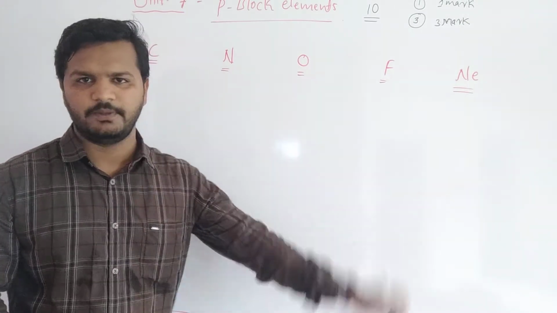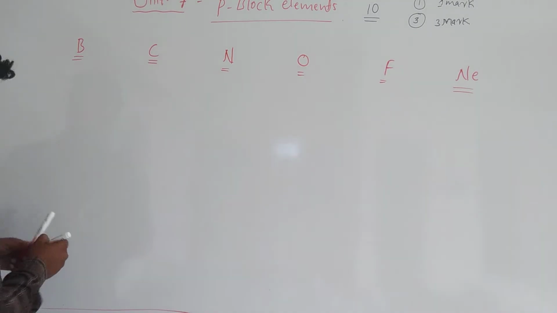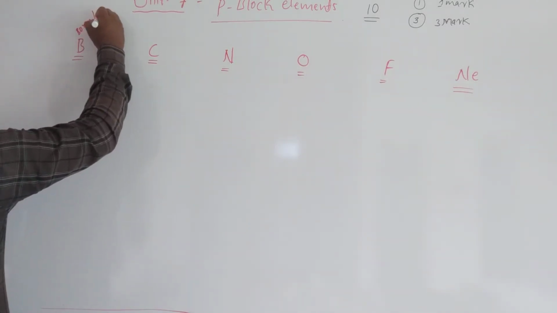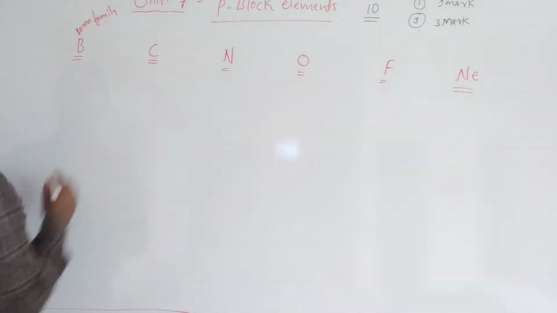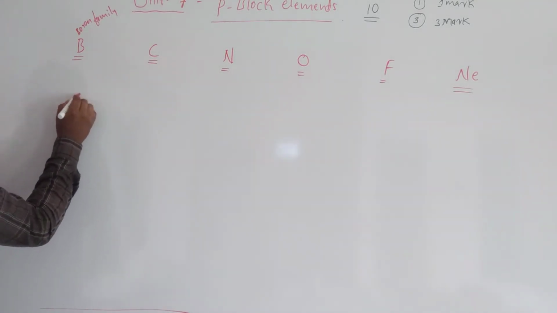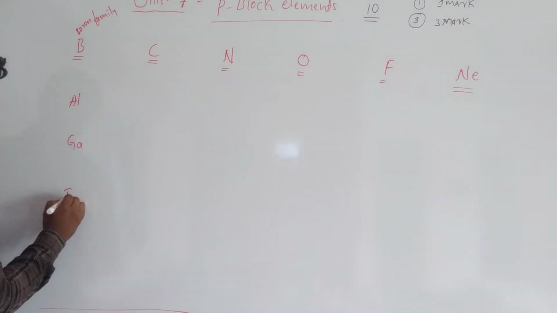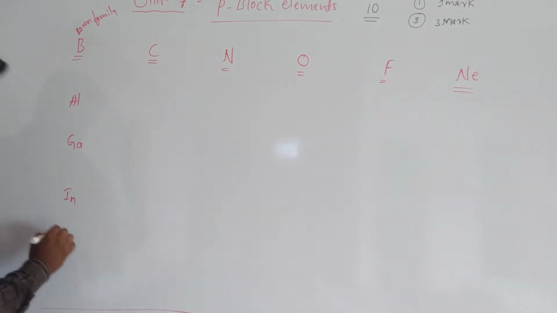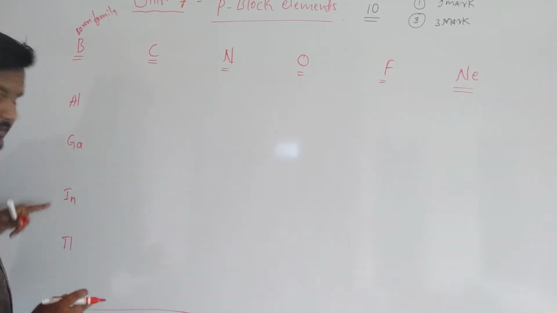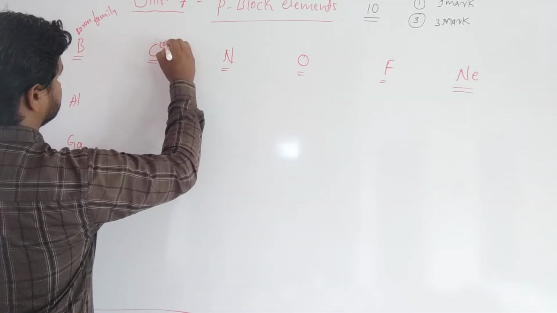So this is about the p block elements. Let us start with the first one, the boron family. The family members are first boron, aluminium, gallium, indium, and last one is thallium. Boron, aluminium, gallium, indium, thallium. Next one, carbon family.